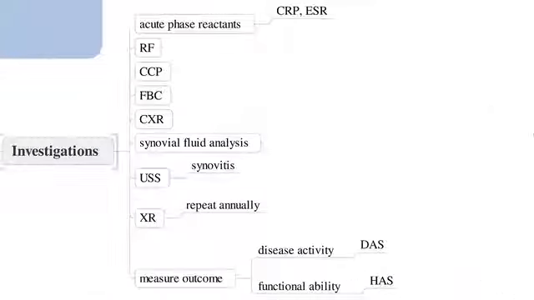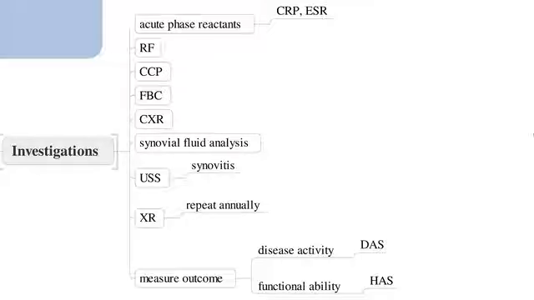Investigations. Part of the investigations in patients with rheumatoid arthritis is really simple blood tests such as full blood count, and a measurement of acute phase reactants such as C-reactive protein and erythrocyte sedimentation rate to measure disease activity, and autoantibodies such as rheumatoid factor and anti-citrullinated peptide.